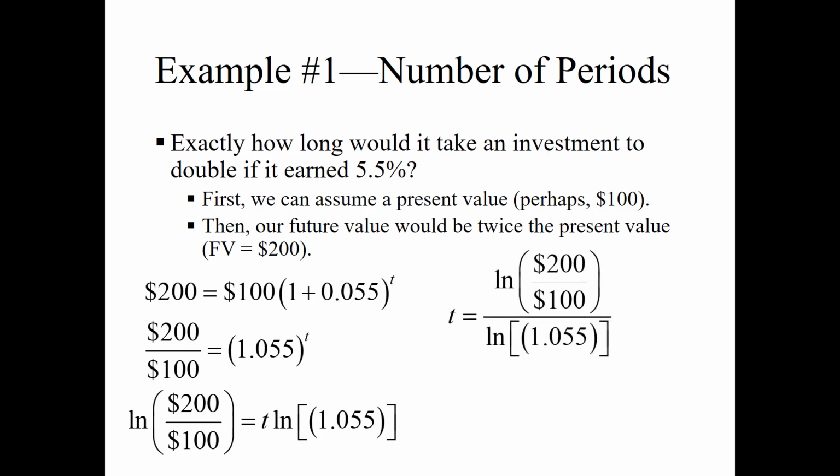We solve for t. And we find out that it actually takes 12.946 years to double. So our rule of 72 gave us a different number, and the actual number takes a little bit less time.